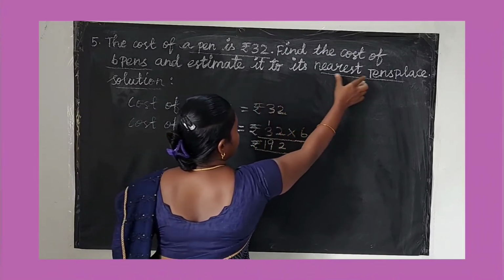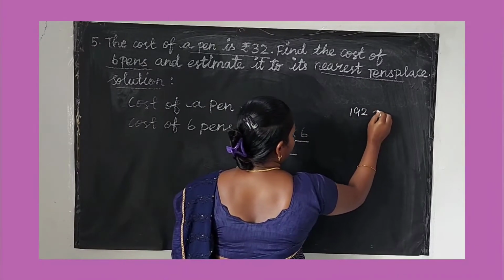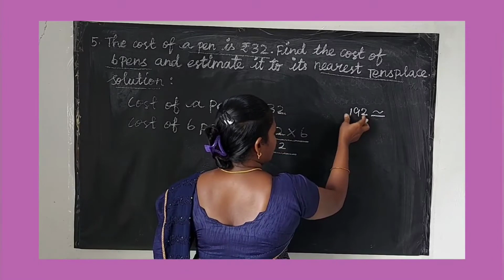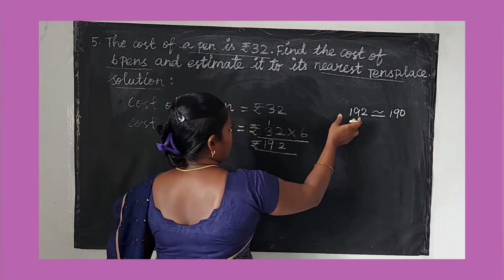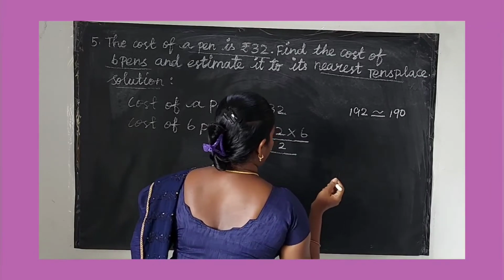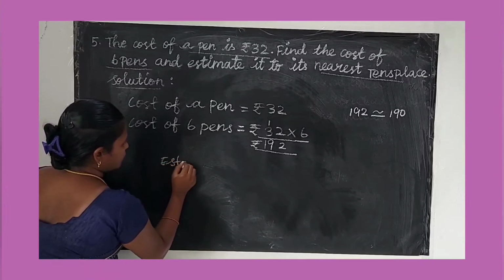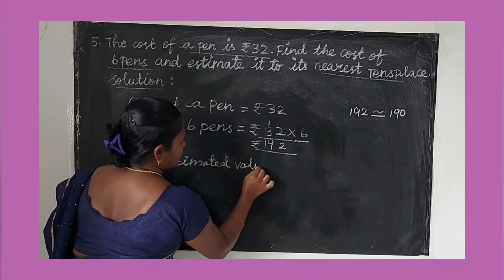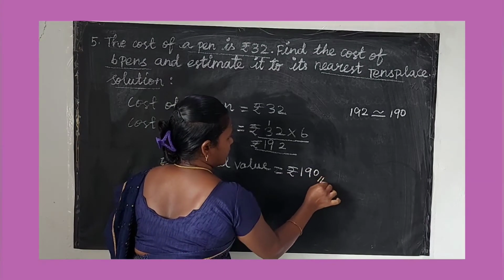We have to find the nearest tens place value. So for the estimated value of 192, the ending number is 2, which means this is the first group. So before number 192, the number before is 190. So the nearest tens place value is 190. So the estimated value is equal to rupees 190. That is the answer.